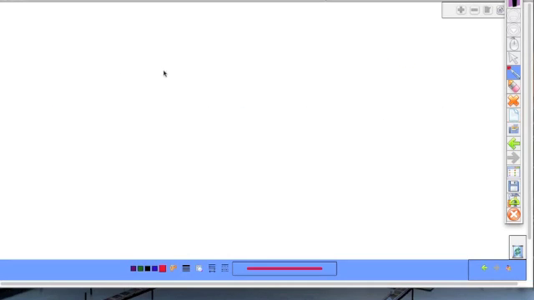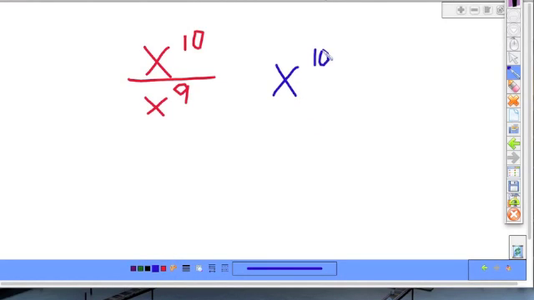Let's try another one. What if I had x to the 10th power over x to the 9th power? Well, my bases are the same, so my base is going to stay x, and I'm going to do 10 take away 9, which is going to give me x to the 1st power. And since we don't ever write x to the 1st power, your final answer would just be x.